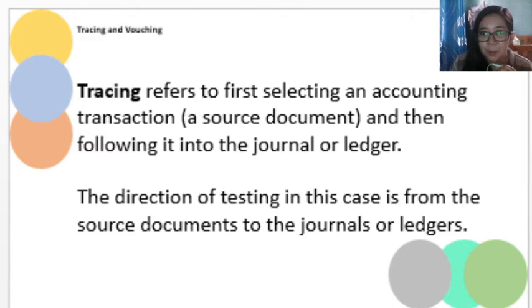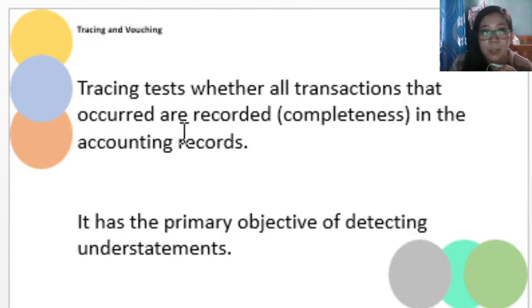Tracing will also test whether all transactions that occurred are recorded. This is the main purpose of tracing, to determine the completeness assertion in the accounting records of the entity. It has the primary objective of detecting any understatement, meaning if there is a source document that was not recorded, it will be a source of understatement in the financial statements or in the books of records of the entity.